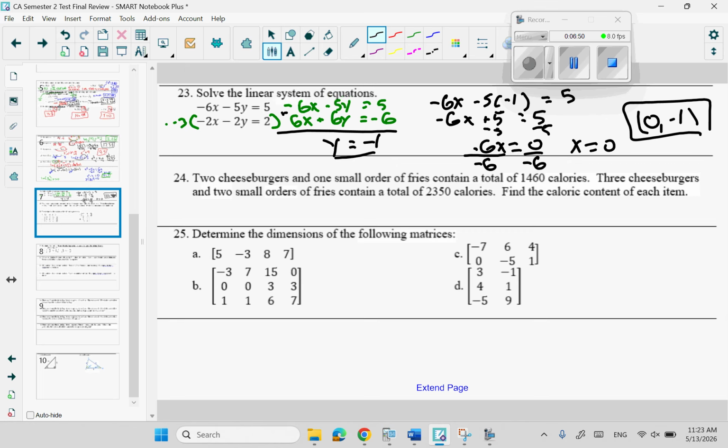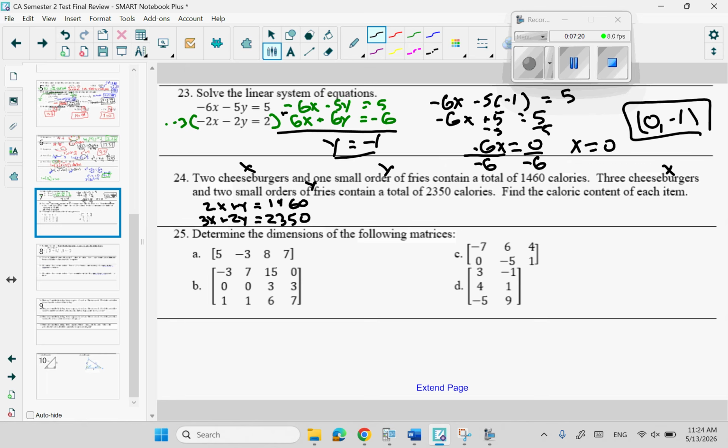24. 2 cheeseburgers, I'm going to call cheeseburgers X, and 1 small order of fries, I'm going to call fries Y, contain a total of 1460. So I can get 2x plus y equals 1460. 3 cheeseburgers, again, cheeseburgers is X, and 2 small orders of fries Y contain 2350. So 3x plus 2y equals 2350.